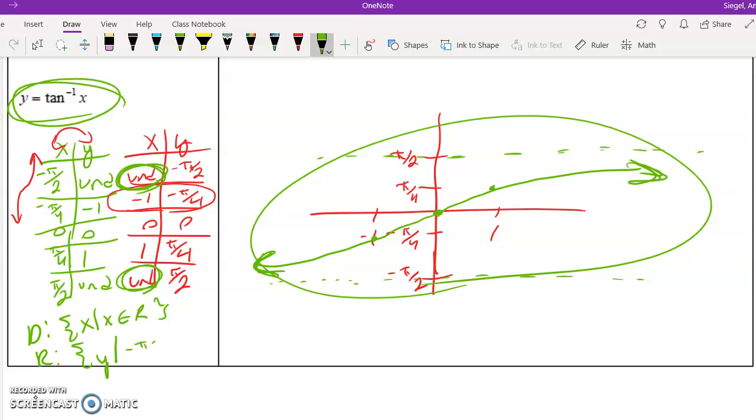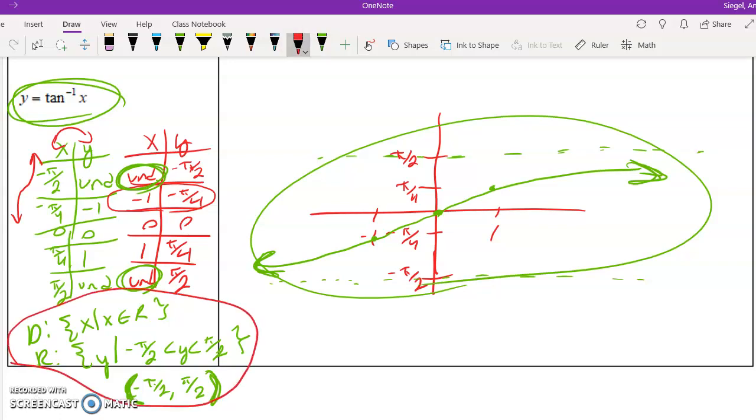So it goes from negative pi over 2 to positive pi over 2. And notice, if you're doing the set notation, it would be parentheses because it doesn't touch negative and positive pi over 2 because those asymptotes are there. So this is going to be pretty important moving forward, as well as the graph. Tangent's usually the yucky one, but this is actually the easiest one to wrap our minds around.